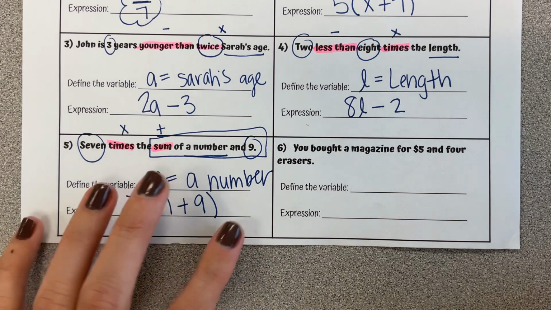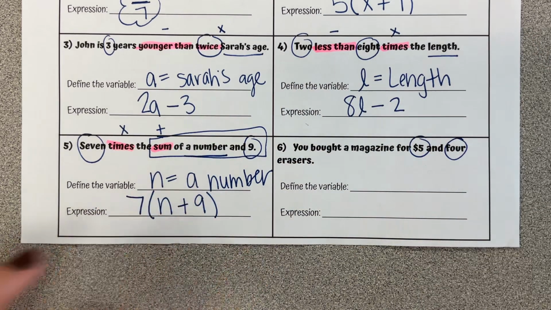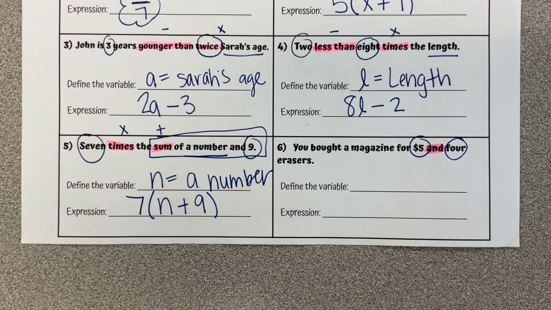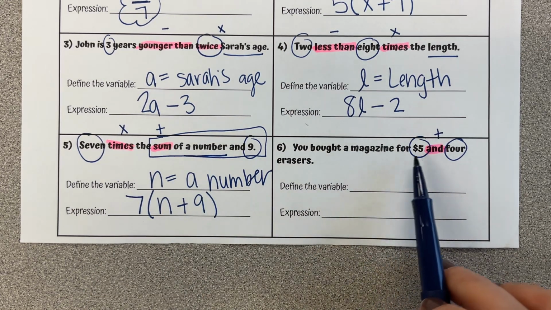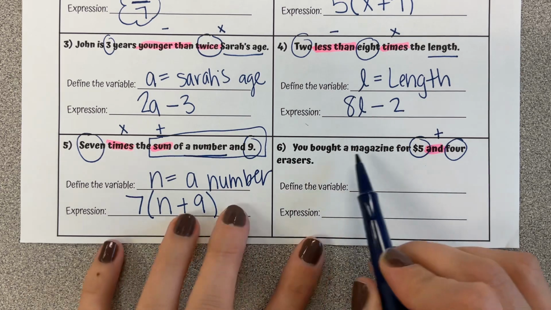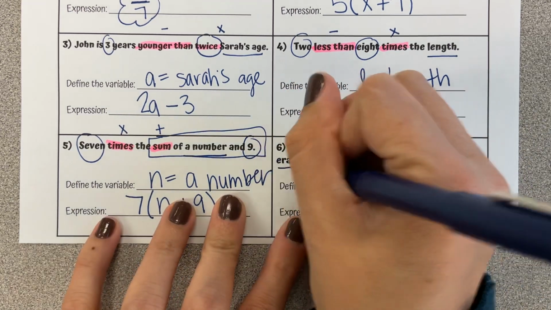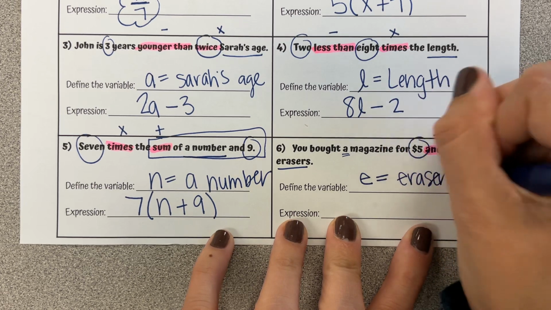Number 6, you bought a magazine for $5 and 4 erasers. So in this case, there's not necessarily 2 descriptive words that tell us the operation. The word and does tell us that we're adding them together, so I do know that, okay? And the magazine, we know that we just bought the one magazine, a singular magazine for $5. What we don't know is how much the erasers are. So that's going to be our unknown. So E equals eraser cost.